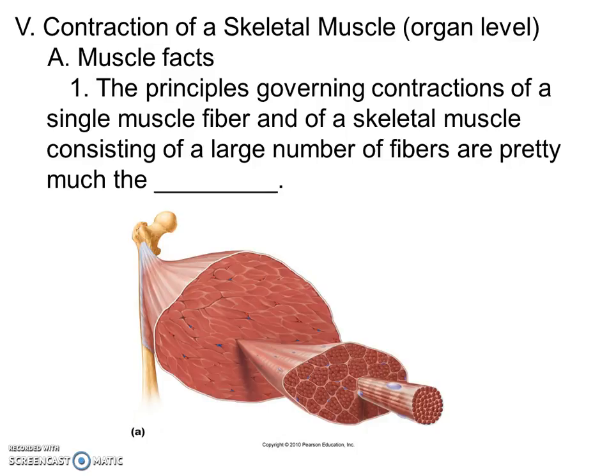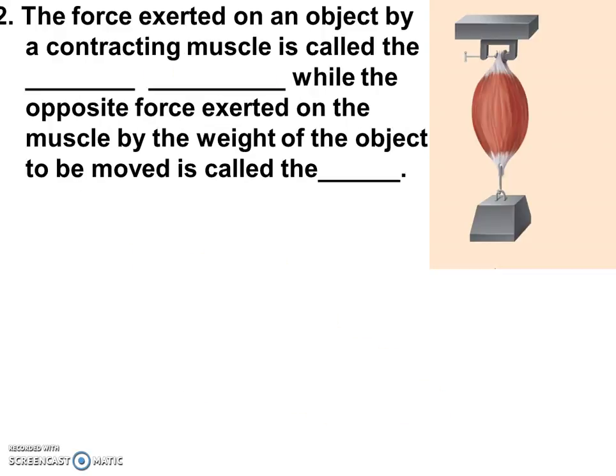Now we're going to back off and look at what we see in a whole muscle contraction on the organ level. The principles governing a contraction of a single muscle fiber and of the whole skeletal muscle consisting of a large number of fibers are pretty much the same. So if we were to take one little fiber out and hook it to a machine called a myograph, we could actually see what happens in the whole muscle by studying that little muscle fiber, and we're going to do that in a few minutes.